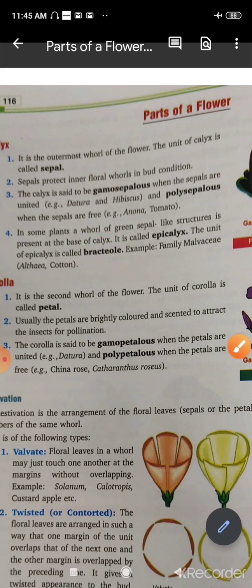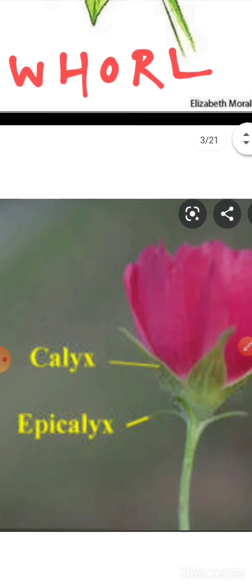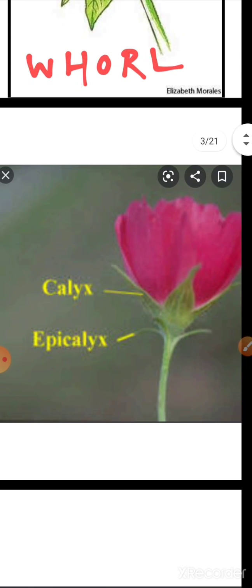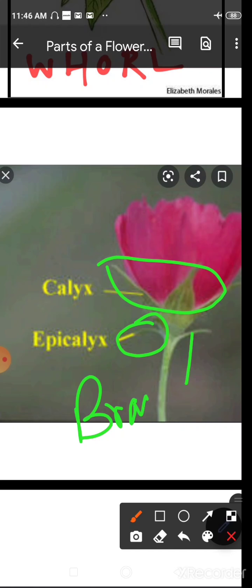So we will just quickly go through the diagram of the epicalyx, right? If you look at this, we see that this part is the calyx region, and you see how it is protecting the other floral parts, the petals. This part here is the epicalyx, and this is the bracteole. That is, the unit of epicalyx is known as bracteole.